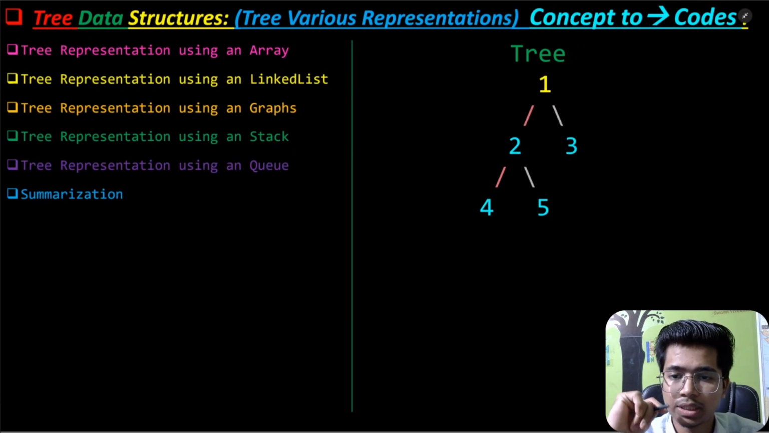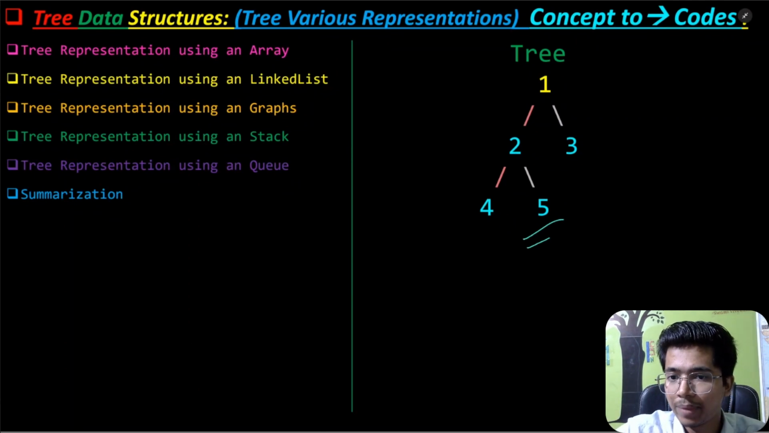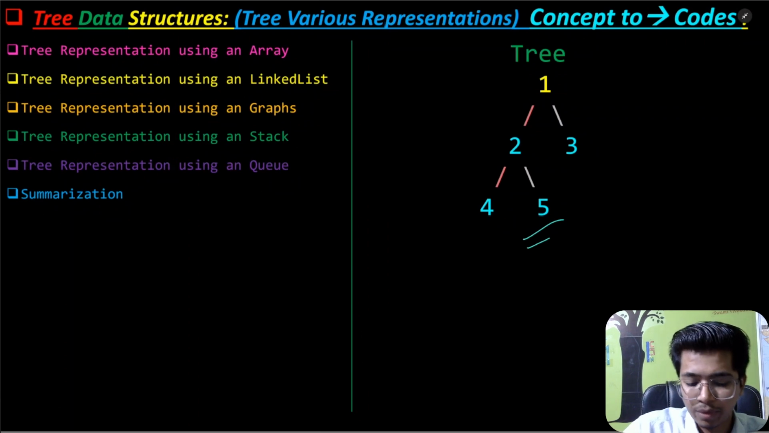So in today's video, we'll be studying the tree representation. What we can see in the diagram is actually called pictorial representation. That means a representation for our visual and understanding purpose. But in programming, we cannot represent the tree like this. So either we have to represent it utilizing an array.